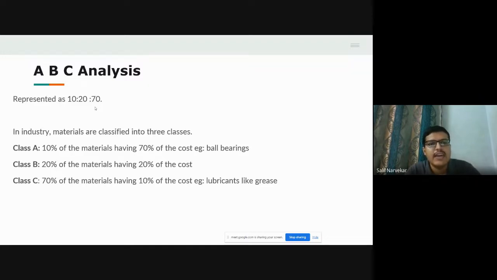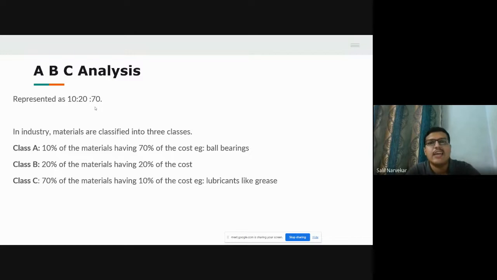Class B, 20% of the materials having 20% of the cost. And class C, 70% of the materials having 10% of the cost. These are commodity products like lubricants. Now, this analysis can also be used in the case of HR too, talking about the people in the company.